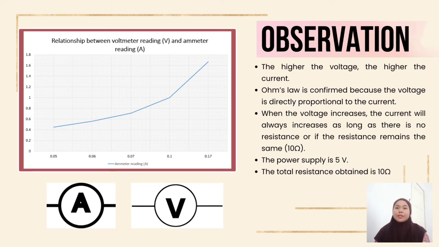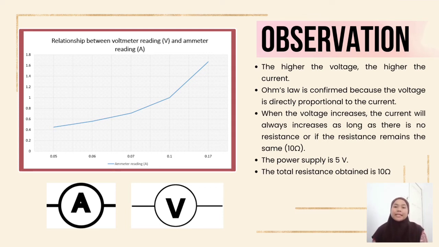Observation: the graph shows that the higher the voltage, the higher the current. Ohm's law is confirmed because the voltage is directly proportional to the current. This means that when the voltage increases, the current will always increase as long as the resistance remains the same. The power supply is 5 volt.